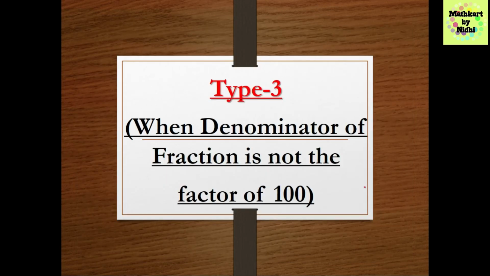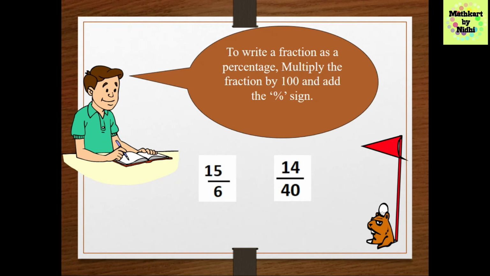Type 3: when the denominator of a fraction is not a factor of 100, then what will we do? Before, we made an equivalent fraction with denominator 100. But when there is no factor of 100, then to write a fraction as a percentage, we multiply the fraction by 100 and add the percent sign. Here 6 is not completely dividing 100, and 40 is also not completely dividing 100. So let us see how to solve these types of fractions into percentage.